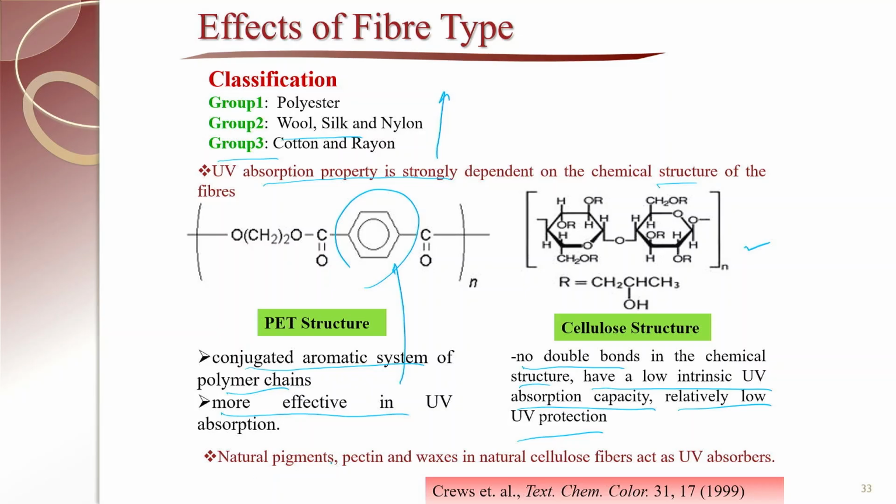But natural pectins, pigments, and wax in natural cellulose fiber act as UV absorbers. So, natural cotton has a little bit higher UV resistance than washed, scoured or bleached cotton. And cotton has relatively higher UPF than cellulose fiber, that is viscose, due to the natural wax and pectins.